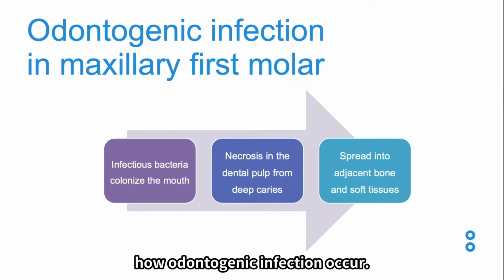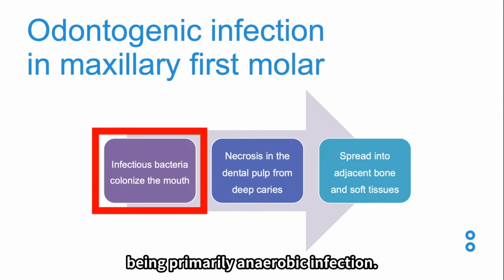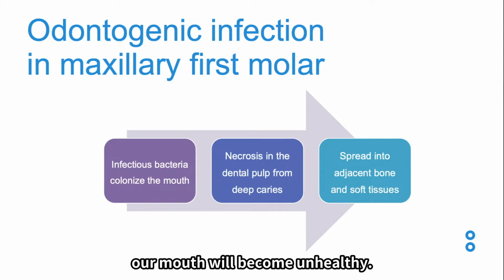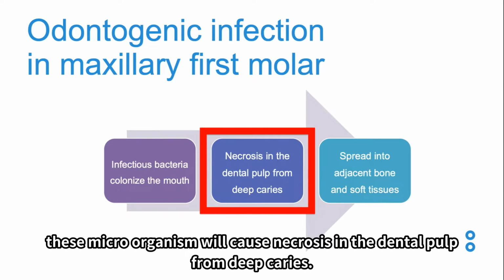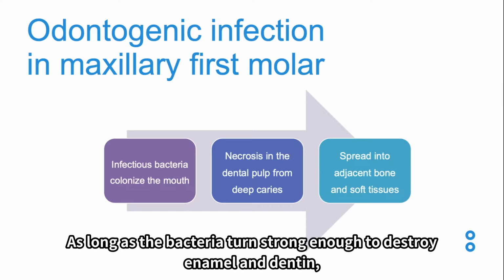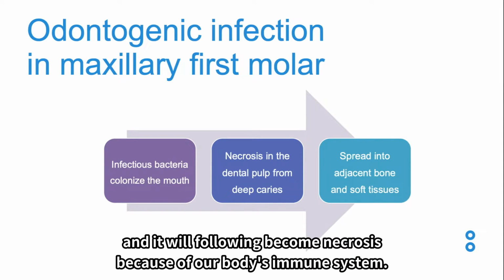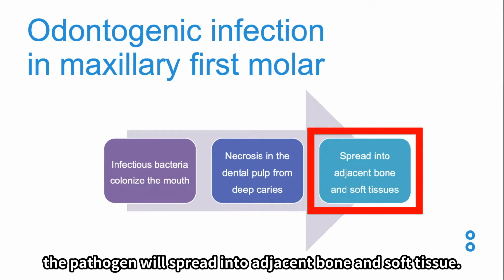After introducing the anatomic structure of the maxillary first molar and maxillary sinus, we will next focus on how odontogenic infection occurs. First of all, it has been reported that odontogenic infection is polymicrobial, with a large percentage being primarily anaerobic infection. When the balance between oral bacteria is broken, our mouths become unhealthy. Secondly, when they are full of pathogenic bacteria, these microorganisms will cause necrosis in the dental pulp from deep caries. As long as the bacteria become strong enough to destroy enamel and dentine, the pulp will be infected, and it will subsequently become necrotic because of our body's immune system. Finally, when the pulp is completely necrotic, the pathogen will spread into adjacent bone and soft tissue.